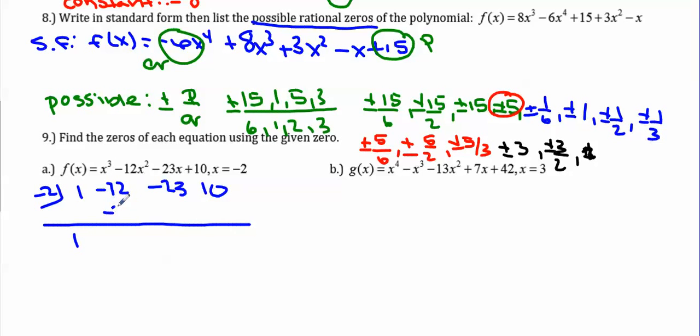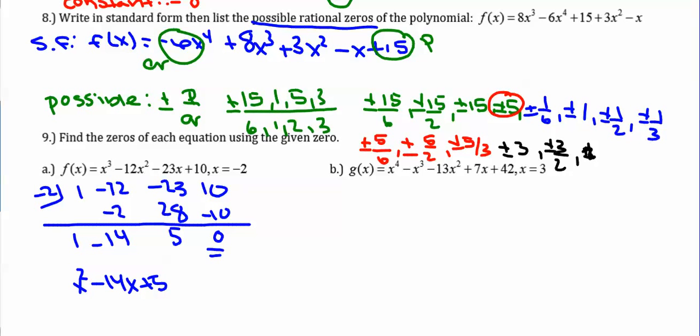-2 times 1 is -2. So that's -14. And I have 28. And then I add, so I have 5. -10 with a remainder of 0. Okay, now I have a second degree polynomial. So I have x squared minus 14x plus 5.